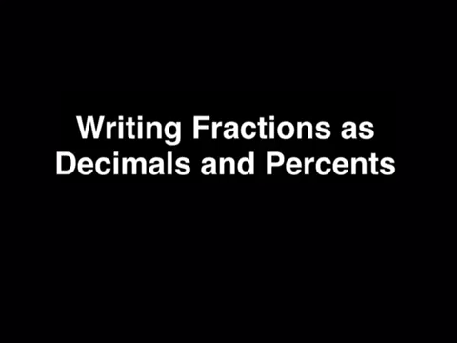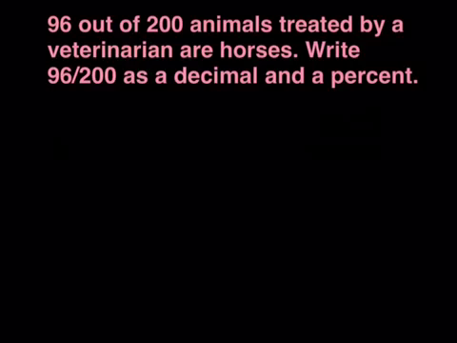This video is to teach us how to write fractions as decimals and percents. Hopefully some of it will seem familiar, but we'll see. All right, so imagine you have a problem that says 96 out of 200 animals treated by a veterinarian are horses. Write 96 200ths as a decimal and a percent.